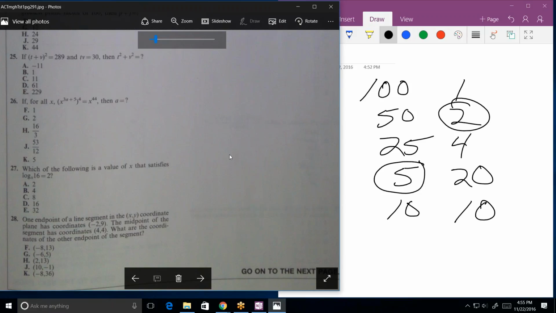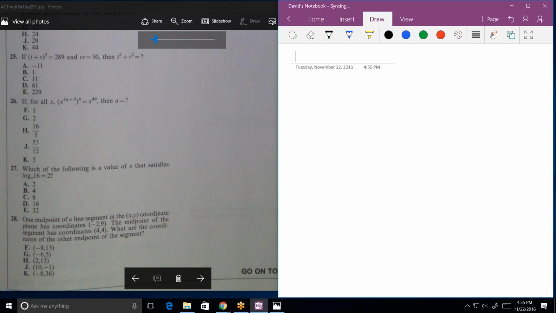Oh, this is a clever problem here. I like this one. If T plus V equals 289 and TV equals 30, then T squared plus V squared equals. So I'm going to find the square root of 289. It'd have to be 17. Okay. So T plus V equals 17.